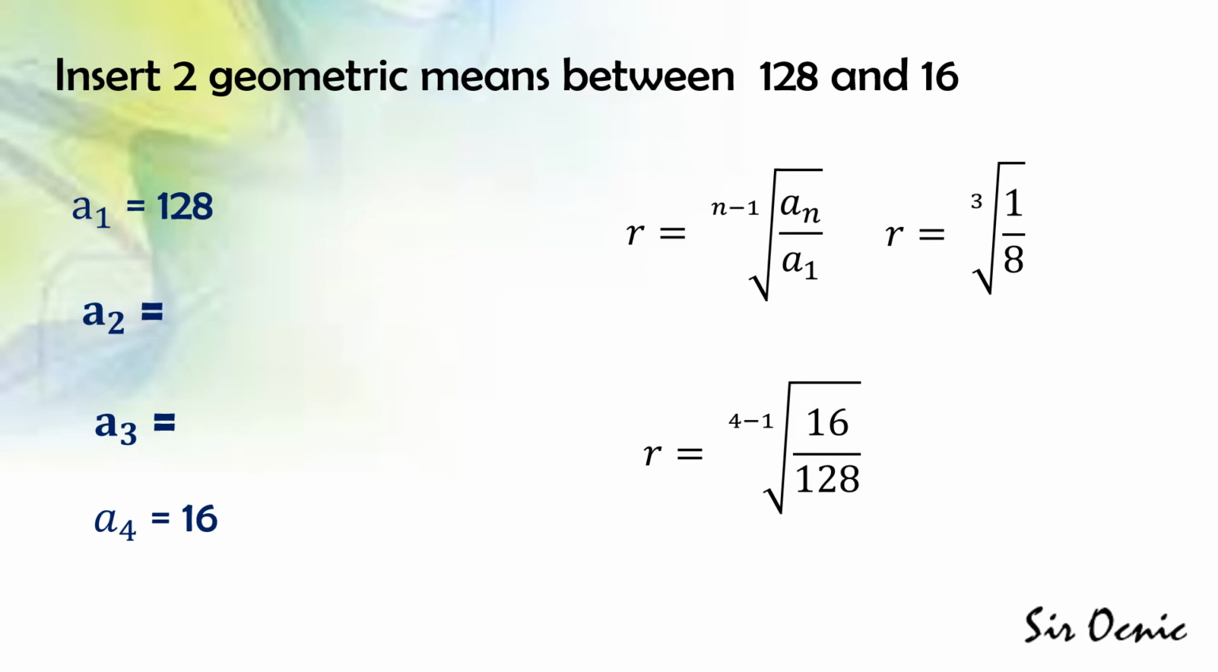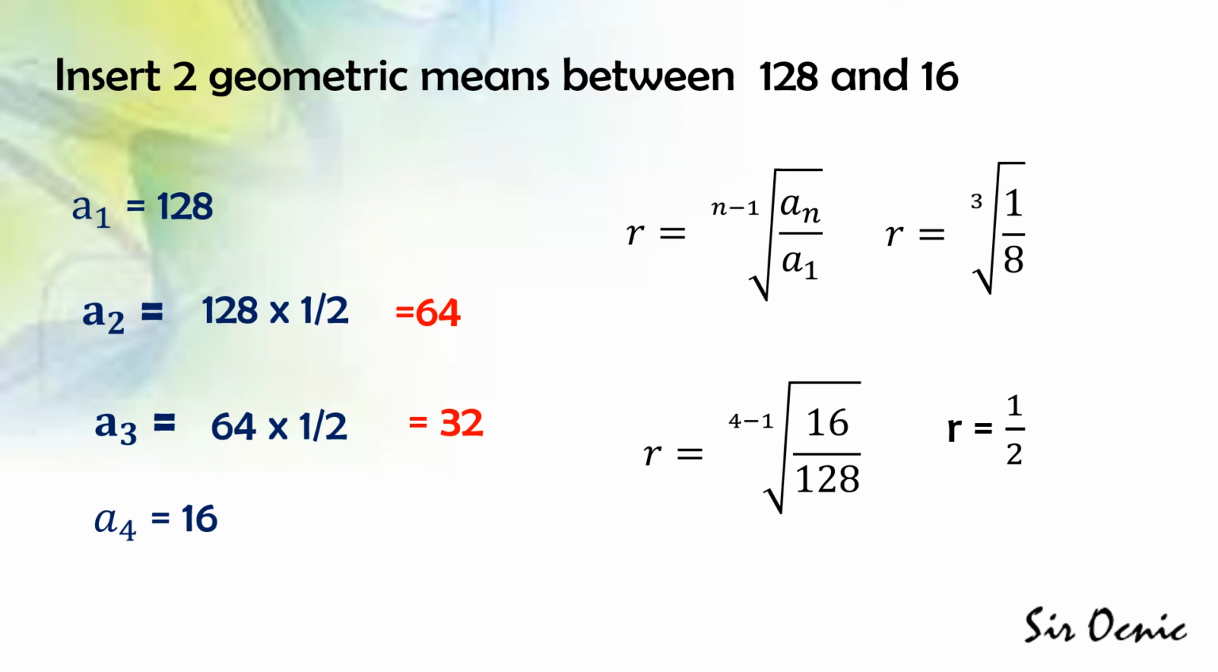Simplifying the operations, we will then have r is equal to the cube root of 1 over 8, or simply r is equal to 1 half. Since the ratio is equal to 1 half, let us now multiply the first term by 1 half, and that would be 128 times 1 half, which is equal to 64. 64 times 1 half, which is equal to 32. That means that the two geometric means between 128 and 16 are 64 and 32.